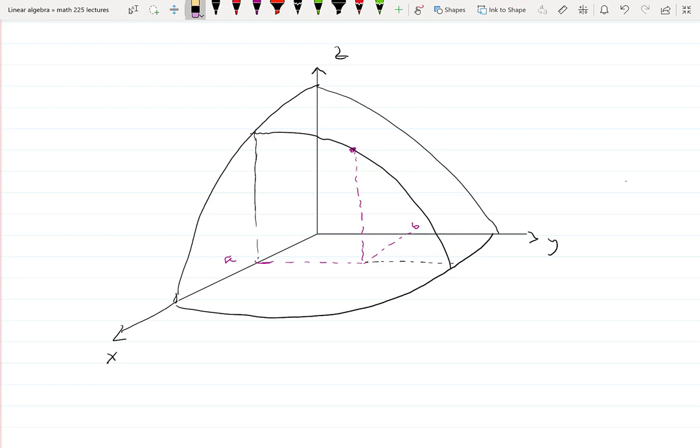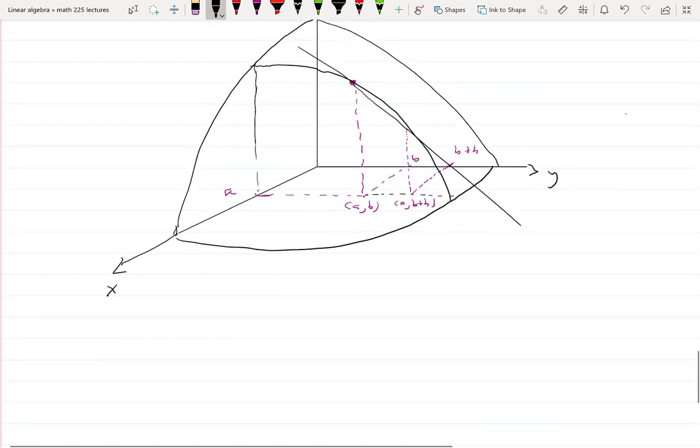So I'm going to do the same thing as I did before, except I'm going to increase b by a little bit. b is going to be increased to b plus h. Then I'm going to find a z value along that curve on the surface corresponding to a comma b plus h. This is a comma b plus h, and the original point is a comma b. So I'm holding a constant. If I do that, I have a secant line formed. Let's see if I can draw it. That's not too bad.